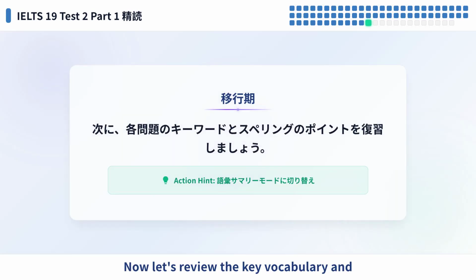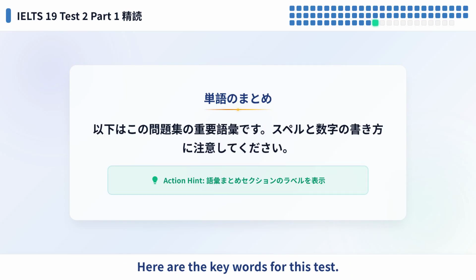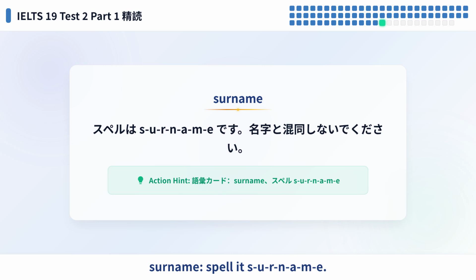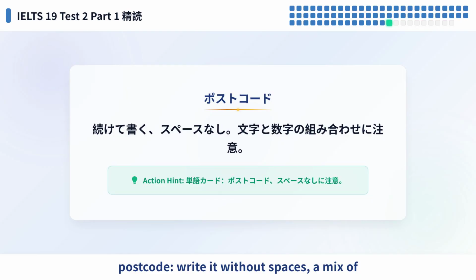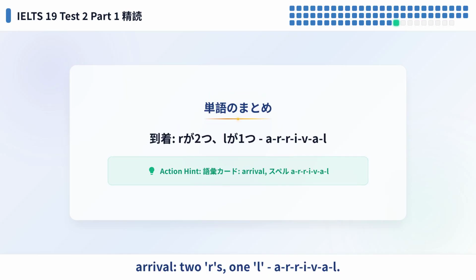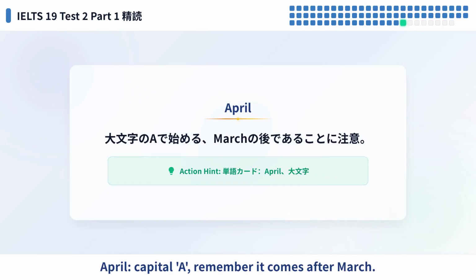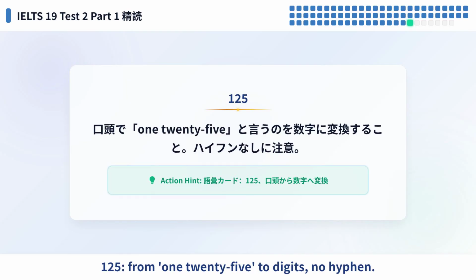Now let's review the key vocabulary and spelling tips for each question. Here are the key words for this test. Pay attention to spelling and number formats. Surname, spell it S-U-R-N-A-M-E. It means last name. Postcode, write it without spaces, a mix of letters and numbers. Arrival, 2 R's, 1 L, A-R-R-I-V-A-L. April, capital A. Remember, it comes after March.